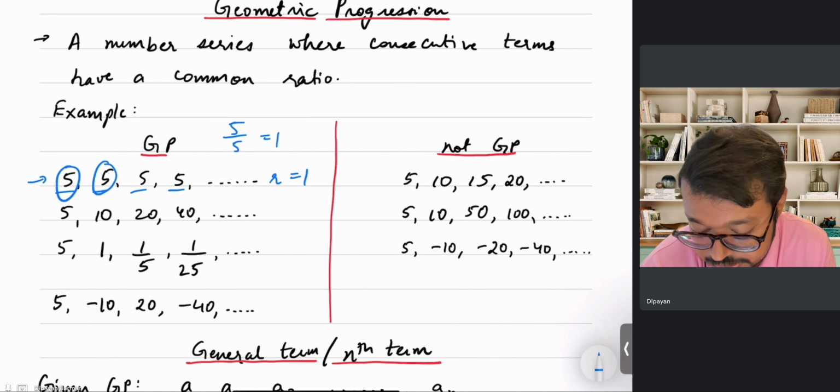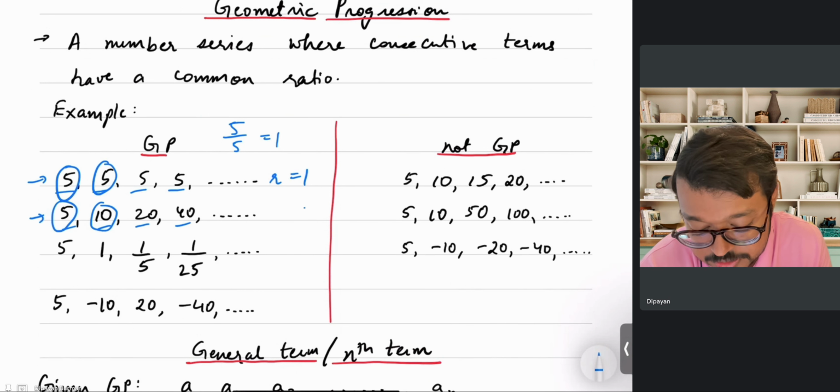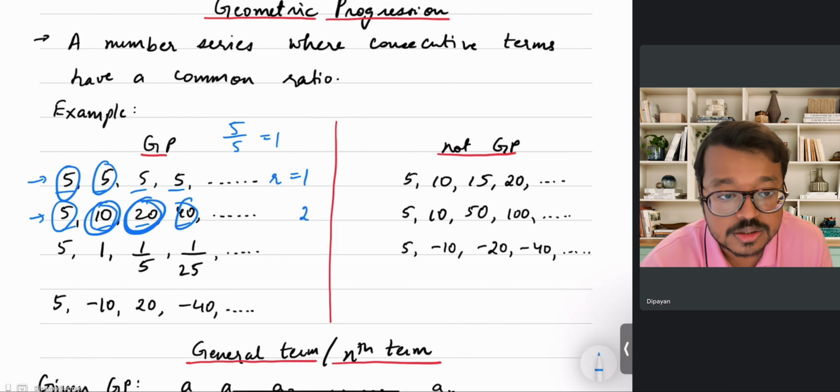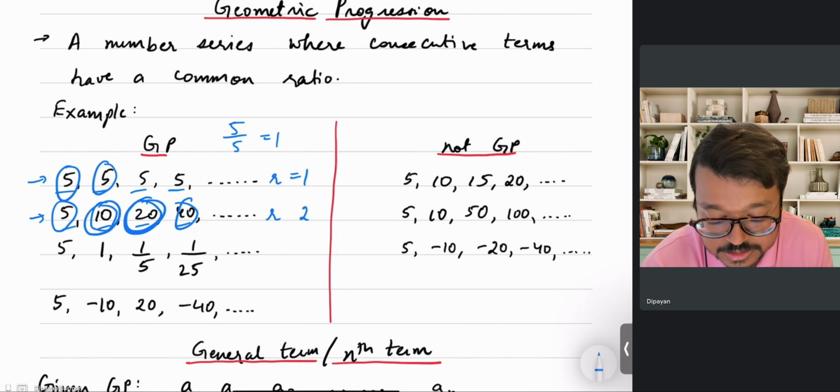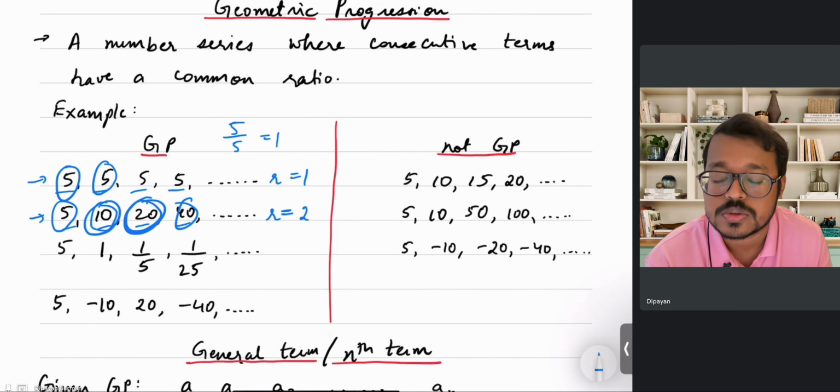Now in the second series 5, 10, 20, 40, if I look at 10 divided by 5, it is 2. 20 divided by 10 is also 2. 40 divided by 20 is also 2. So I will say that the second series has a common ratio 2. It's a GP with common ratio 2.